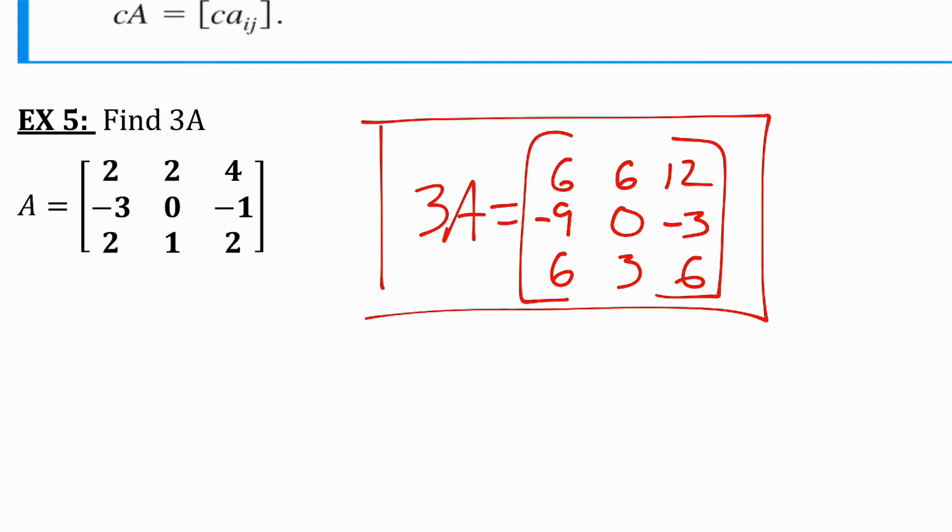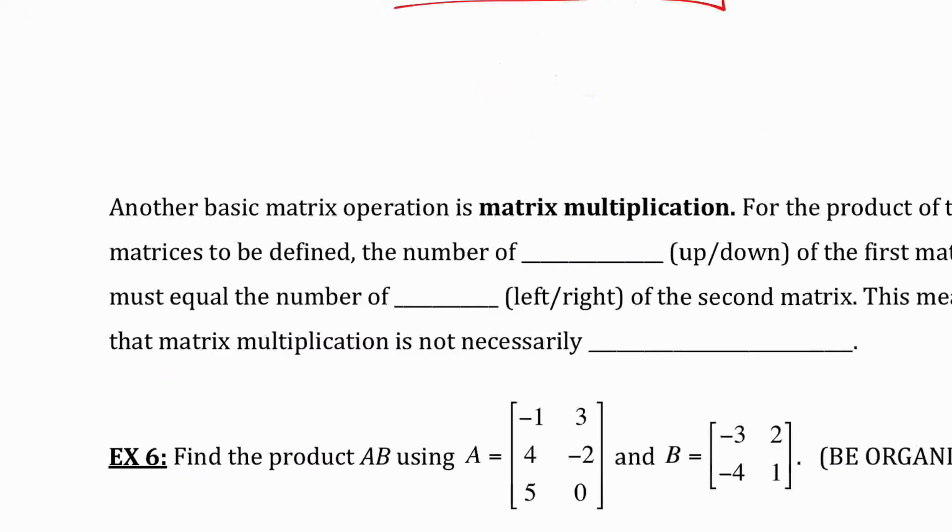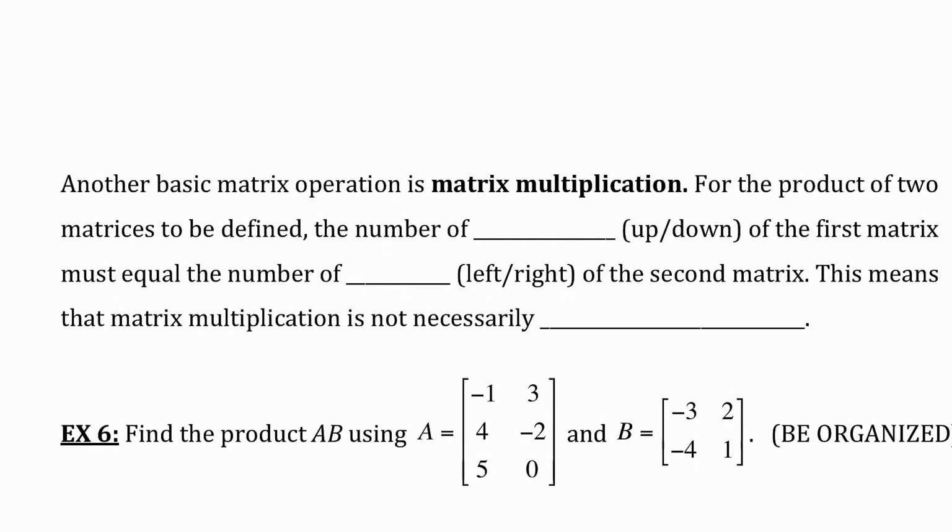We have to pay attention a little bit more to some details. Another basic matrix operation is matrix multiplication, which means we're actually multiplying matrices by each other. For the product of two matrices to be defined, the number of columns, the up and down ones in the first matrix, must be equal to the number of rows in the second matrix, the horizontal ones. This means, as a result, that matrix multiplication is not necessarily commutative. That is to say, you might be able to do A times B, but not B times A.